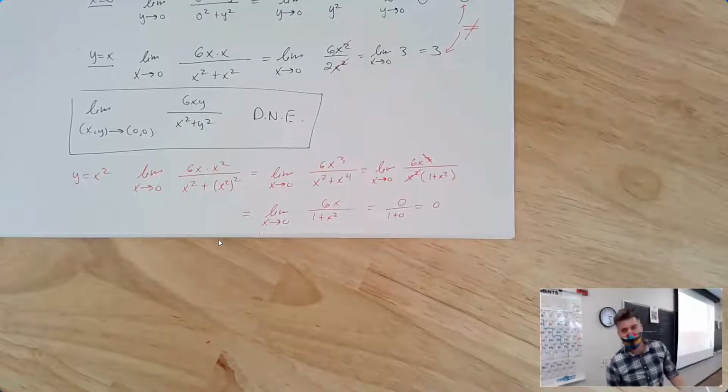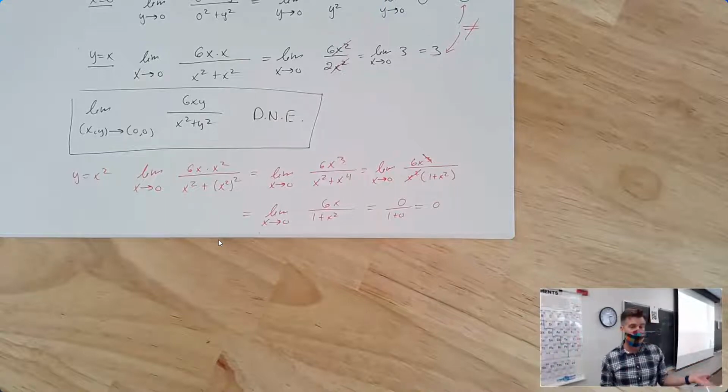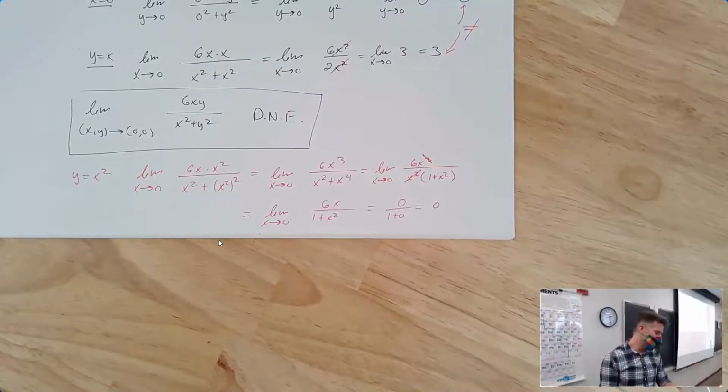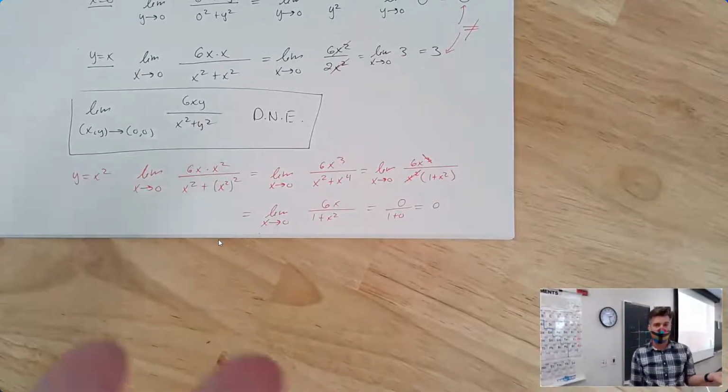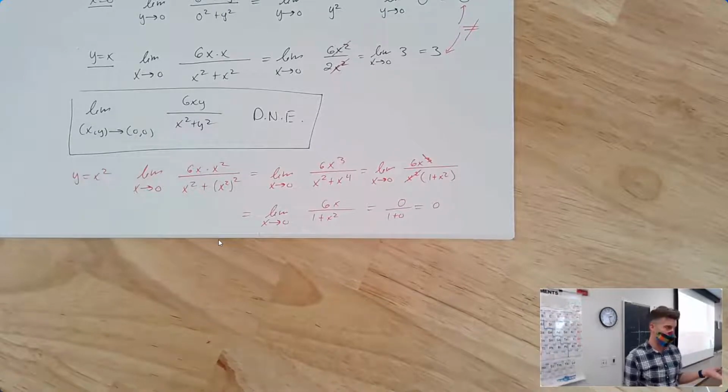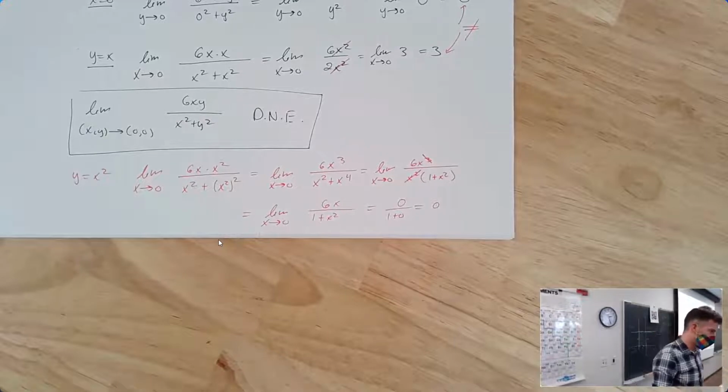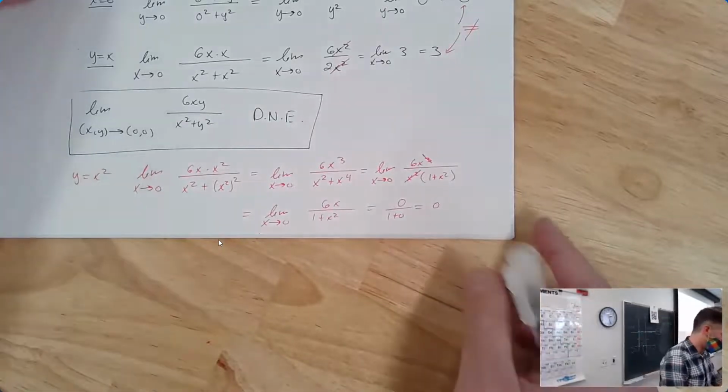How many paths should we test minimum? Good question. As many as it takes to show that it doesn't exist is really the answer. Or if you've done like 4, yeah, usually when I get to 4, I'm like, okay, maybe it exists. Then that's when you have to start thinking about trying to do some sort of squeeze theorem kind of thing, which we can talk about in a second if we need to.